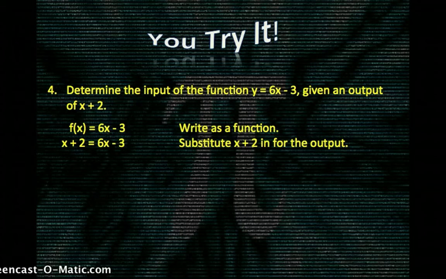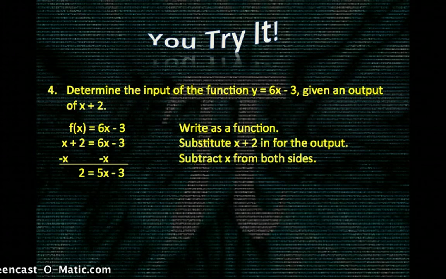and now you have to solve an equation with variables on both sides. The first thing you want to do, move x to the other side because it has the smallest coefficient. When you do that, you subtract x from both sides and you have 2 equals 5x minus 3.